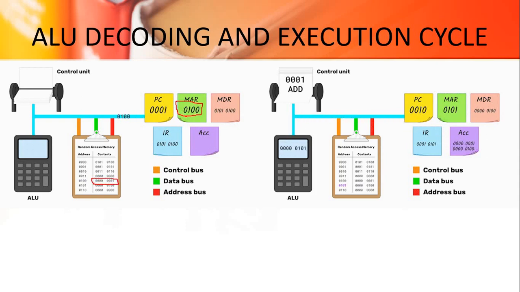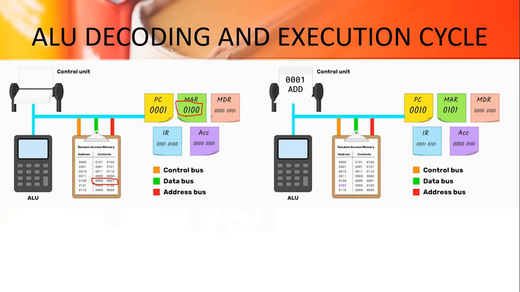that is 000 through a data bus. So that instruction will be stored in a data register. Once the data is stored here, again it will take the instruction as 000 and 001, and for that it will be stored in an accumulator.